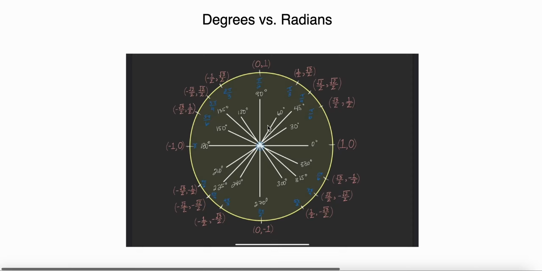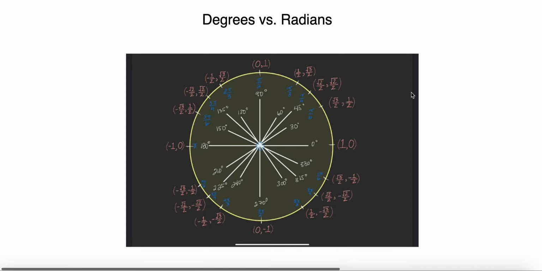Looking at it in radians, we can see that 45 degrees is equal to pi over 4 radians. 90 degrees is equal to pi over 2 radians. 180 degrees is equal to pi radians. 270 degrees is equal to 3 pi over 2 radians. And the whole circle is 2 pi radians. The other numbers that you see here are the sines and cosines for the different angles, but don't worry about that right now. We're not going to be getting into that for this video.